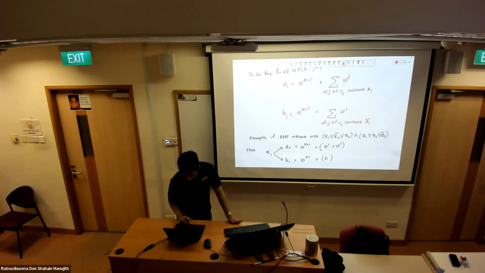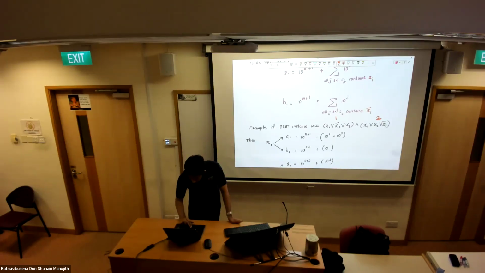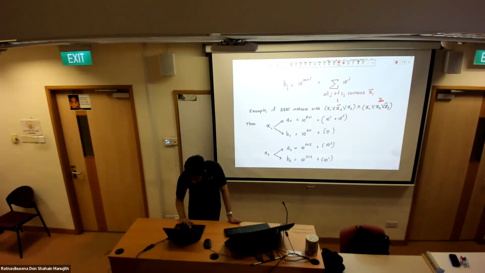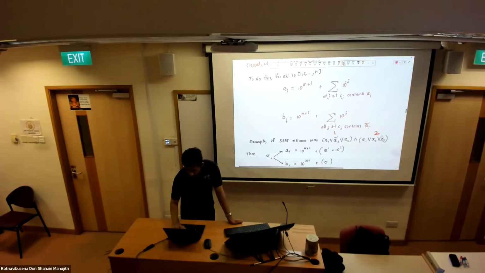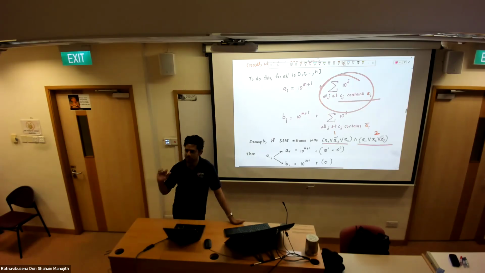Now imagine that this is, my drawing tablet broke down, so very unfortunate. So I'll call this clause number 1, and I call this clause number 2. Now I'm going to go over every j such that clause Cj contains x1. Out of these clauses, which clause contains x1?